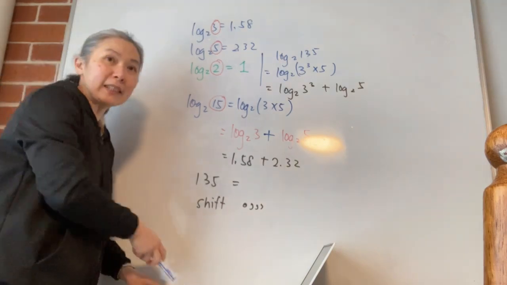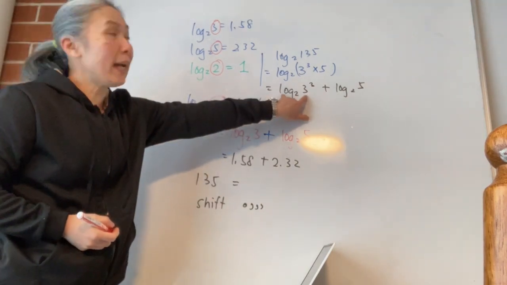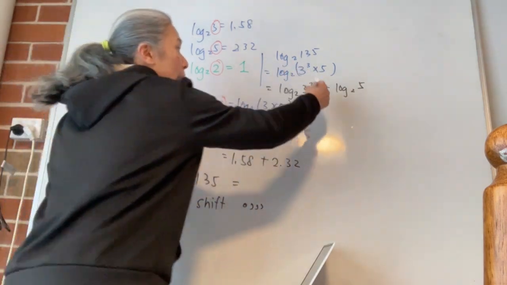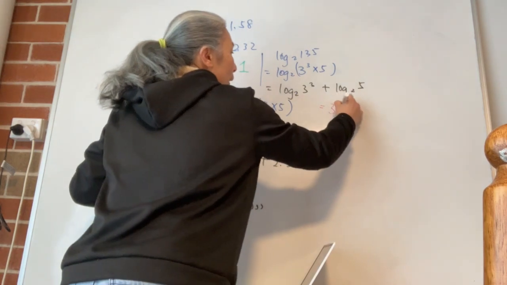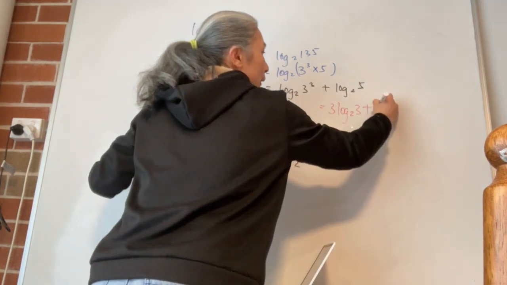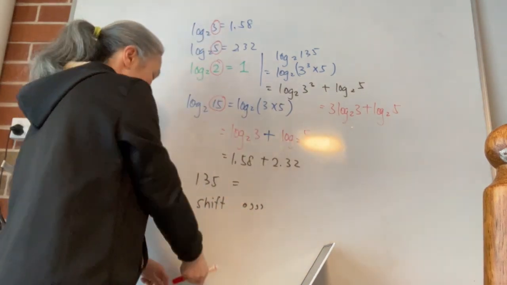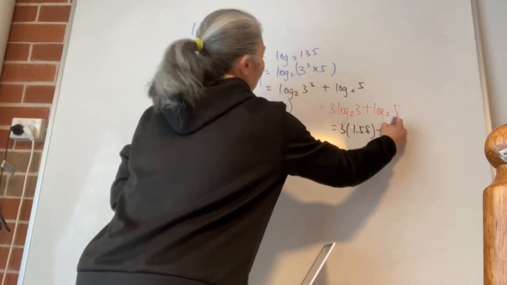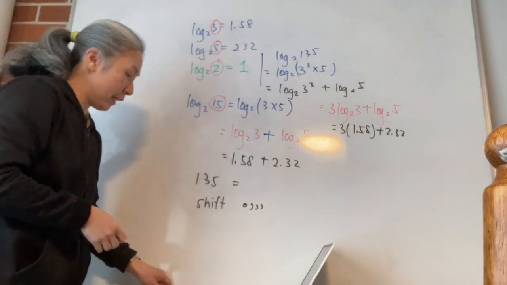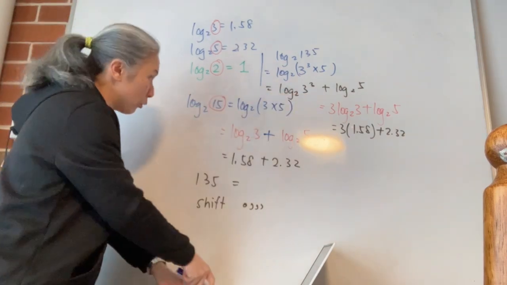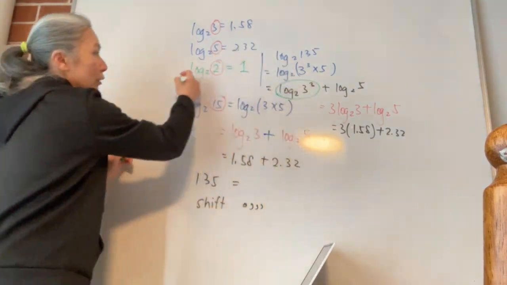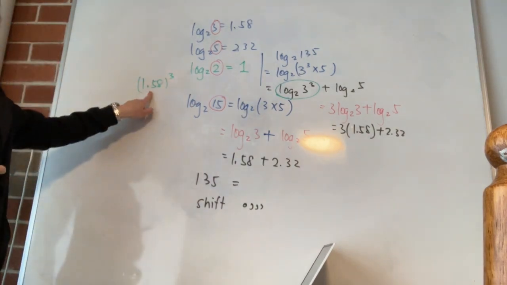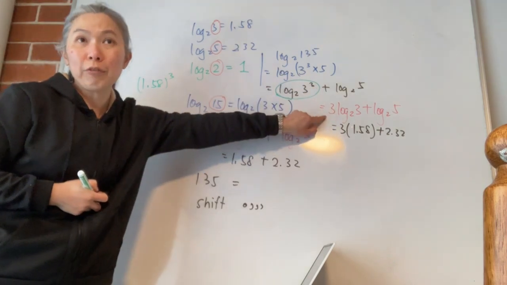And this is a really important step. Do not replace this one as 1.35. First, make sure you move the 3 away first. So that will lead you to 3 log base 2 of 3 plus log base 2 of 5. That means you are going to have it equal to 3 times 1.58 plus 2.32. This is a really important step. Don't write it as 1.58 to the power of 3. This is a common mistake students make. That is wrong. Make sure you move the 3 to the front.